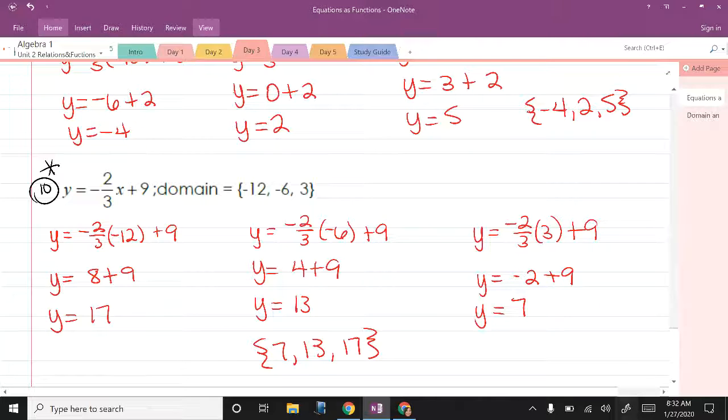All right, any questions about either doing the table with the graphing or plugging in and doing the word problems? All right, that is the end of notes for today. I'm going to stop my video right here.